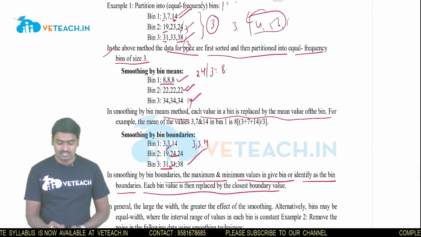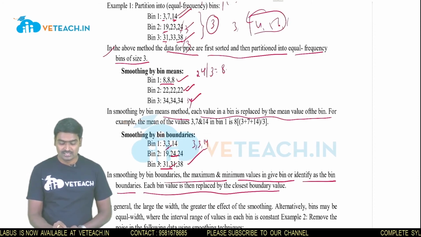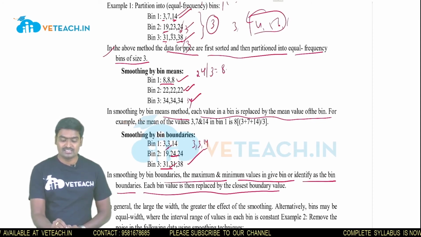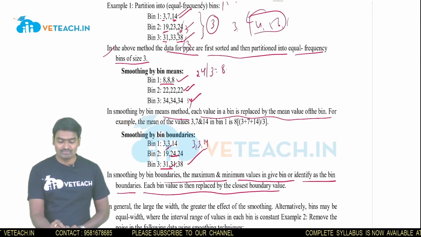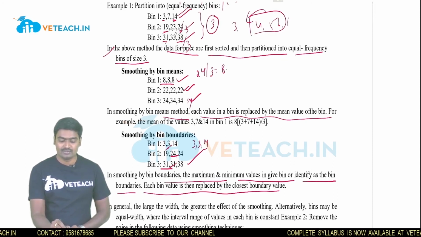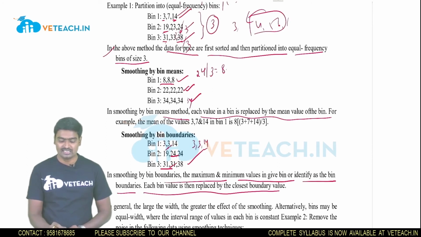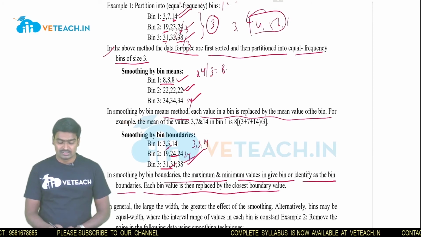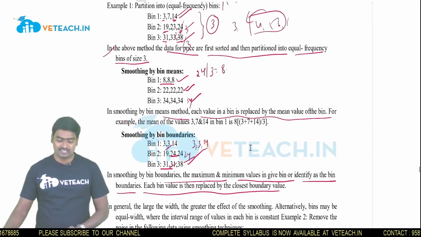And the next one, what is the nearest value for 19, 24 and 24? 23 is there, but 24 is nearer, and 23 is not existing here. So that's why 24 is the nearest value. The same process we apply to the next bin also.